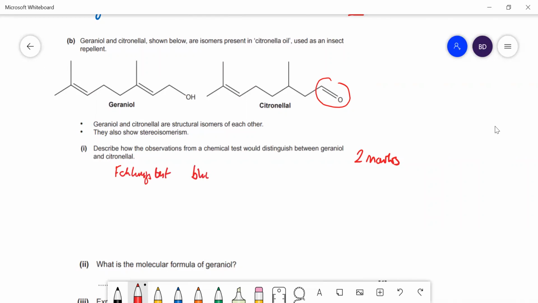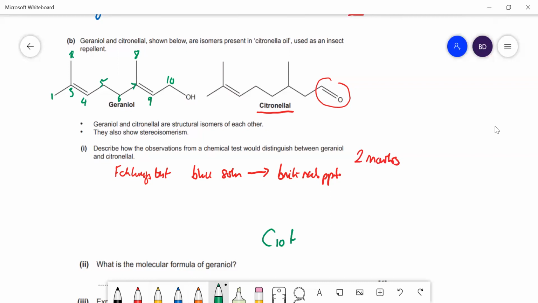You get a blue solution that forms a brick red precipitate with citronellal, but it won't with geraniol. Okay. Right. What is the molecular formula of geraniol? Right. So let's count up those carbon atoms. So we've got 1, 2, 3, 4, 5, 6, 7, 8, 9, 10 carbons. So it's going to be C10.